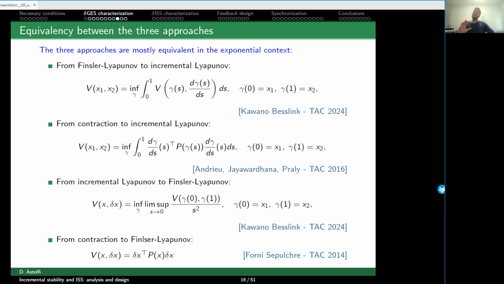And so all this clarifies that the three main approaches that we can find in the literature to characterize incremental properties are completely equivalent, at least in the context of Euclidean space. This is one way to go from one to the other. Of course, they are equivalent from the analysis point of view. We will see maybe that from the design point of view, they are not the same.